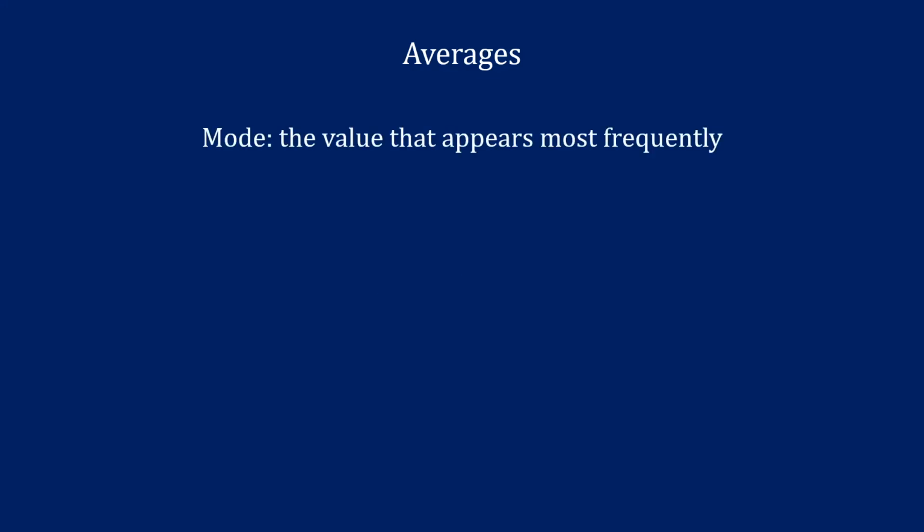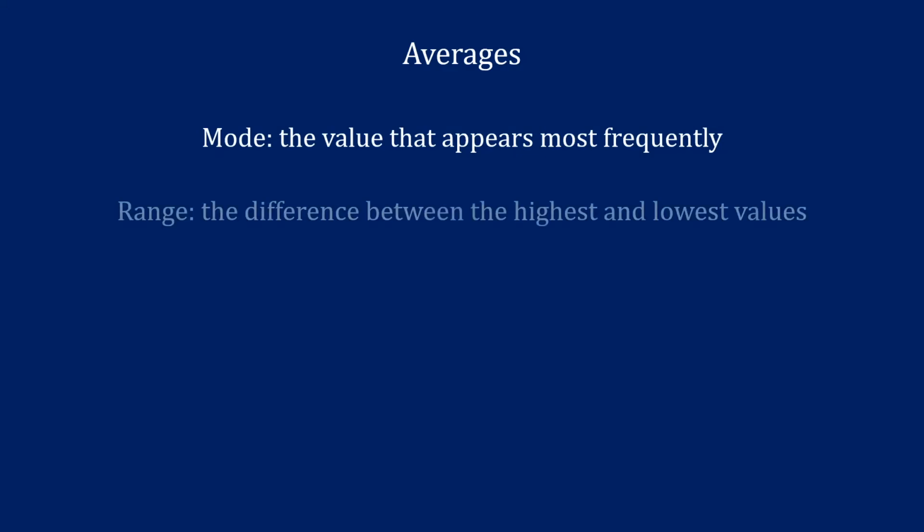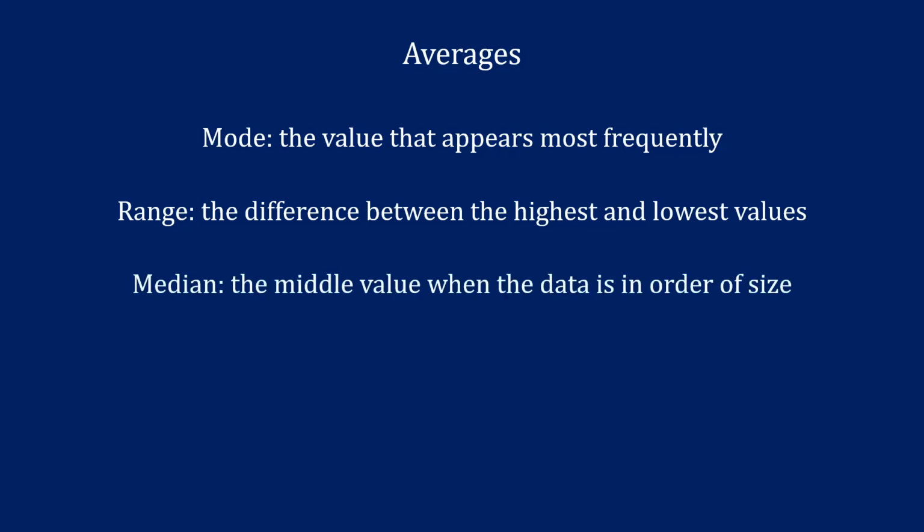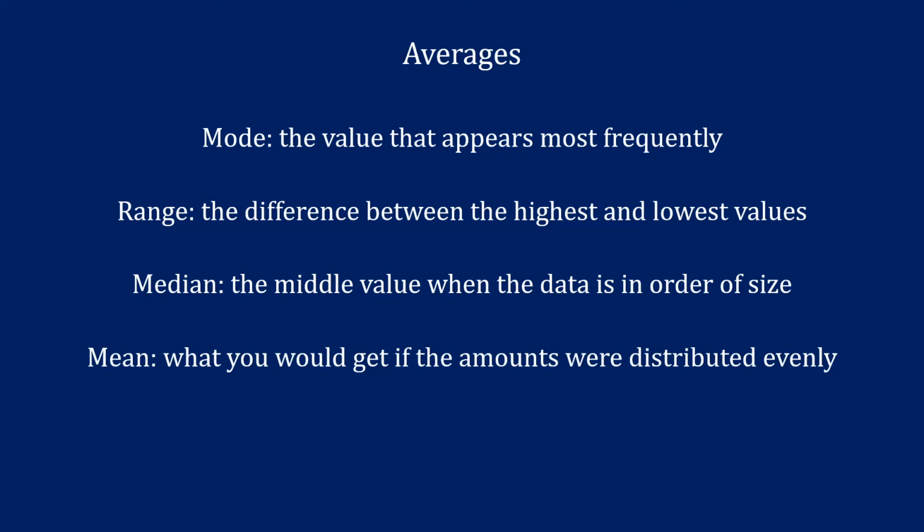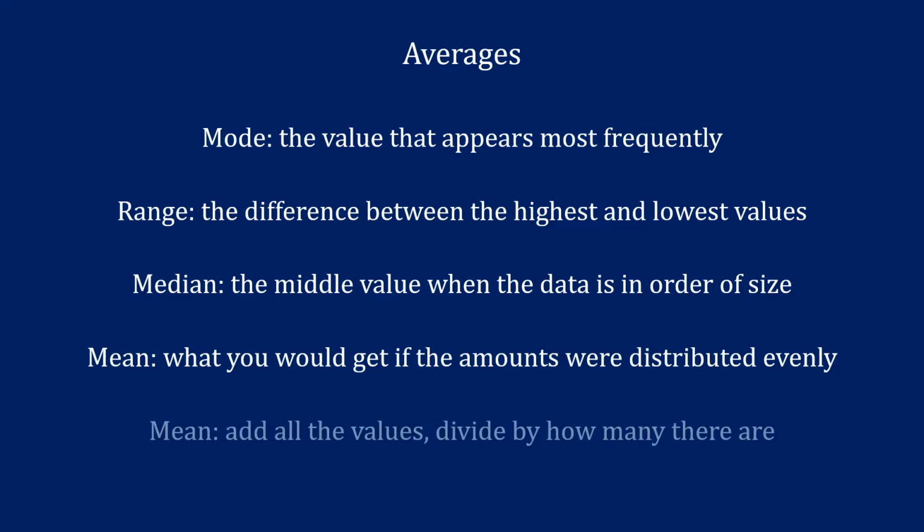Got it? Fantastic. Recap time. So let's see what we got. We learned today that the mode is the value that appears most frequently. We learned that the range is the difference between the highest and the lowest values. We learned that the median is the middle value, the value right in the middle when the data is in order of size. We learned that the mean is what you would get if the amounts were distributed evenly. And we learned that to find the mean, you add all the values and divide by how many there are.